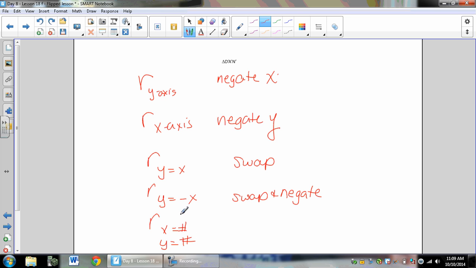All right, so that's reflections on a coordinate plane. I cannot emphasize enough, it's best to just memorize these two rules because it's so hard to count diagonally. Just remember y equals x, swap; y equals negative x, swap and negate.